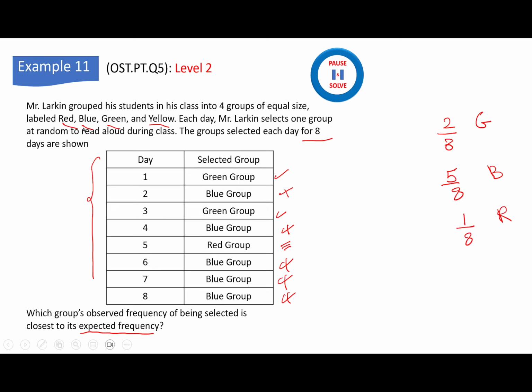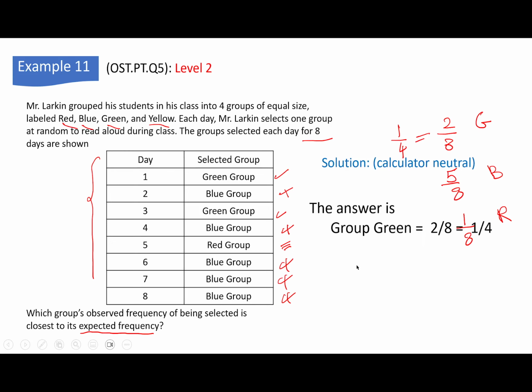Now, since you have 4 colors, you have a 25% chance to get any one of these colors. So if you're looking at here, that's 1/4. This is much more than the expected frequency. That's less than the expected frequency. This one is equal to 1 over 4, and that's the expected frequency because we have 4 colors and we are picking 1 out of the 4. Okay, so the answer will be group green, 2 out of 8, 1 out of 4.